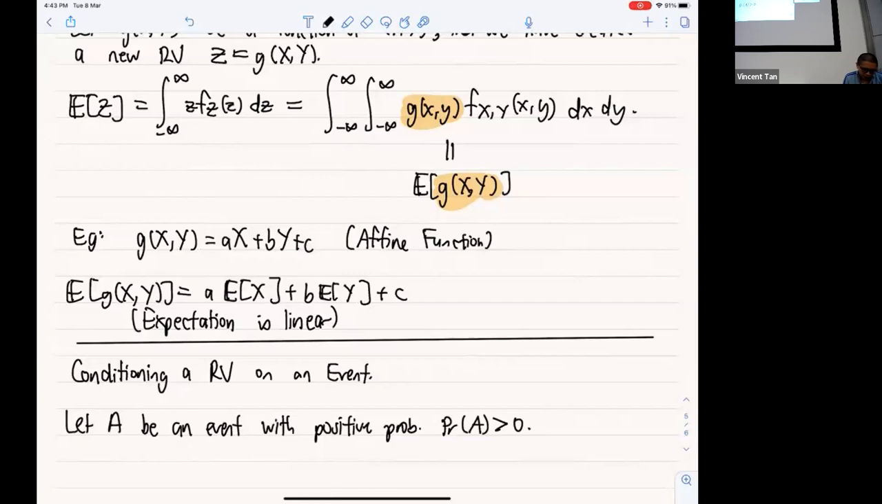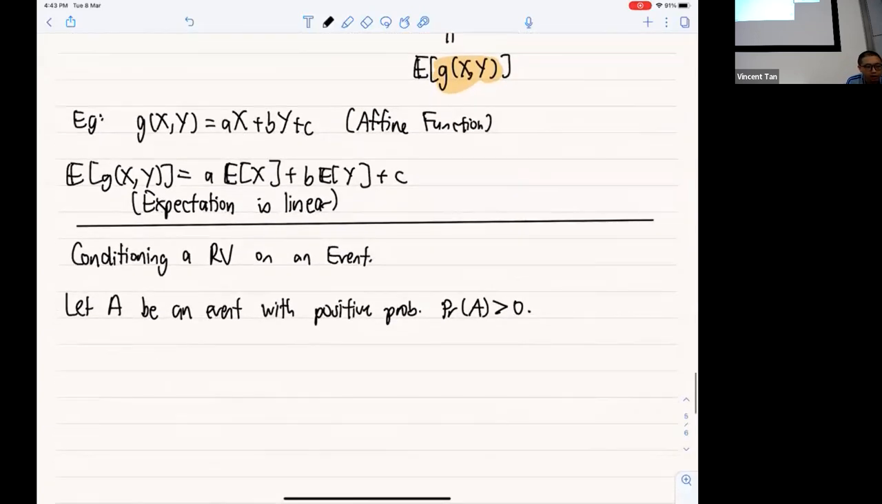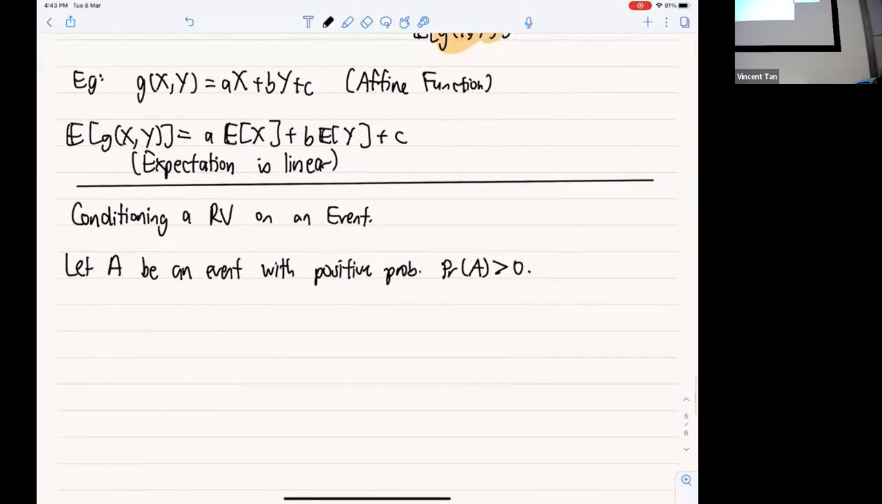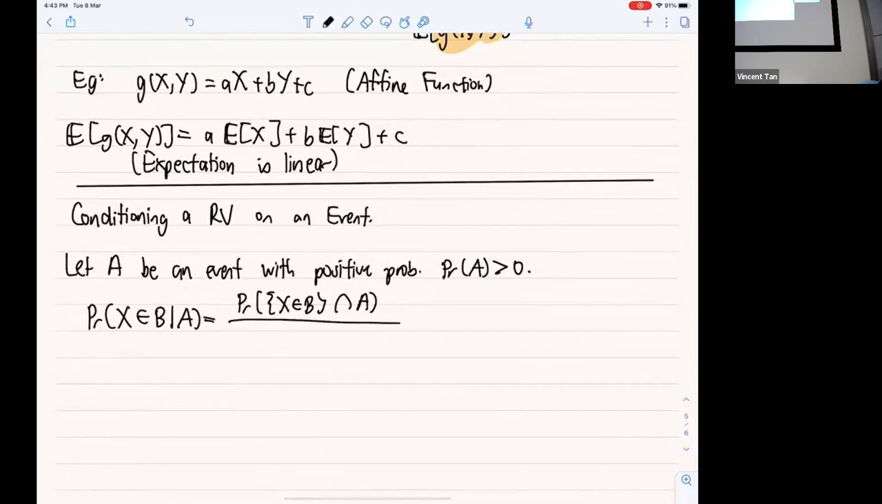Remember that I usually use X, Y, Z for random variables. Events are usually A, B, C. So we can talk now about the conditional probability that a certain random variable takes on a certain value in B, conditioned on the event A. By Bayes' rule, this is nothing but the probability that X is in B, intersect with A, divided by the probability of A. This is exactly what we mean by conditional probability.